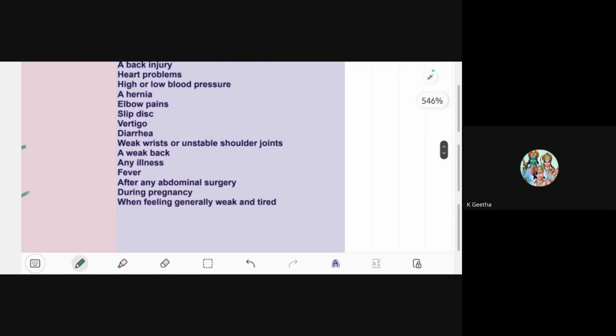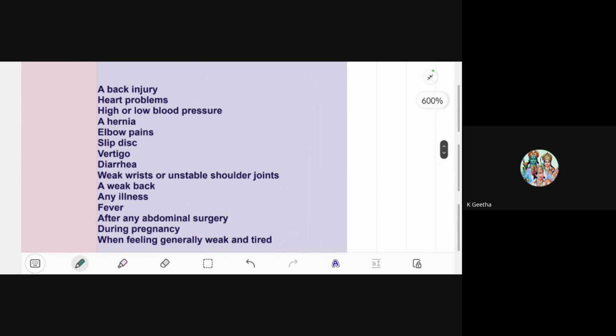Okay, what are the contraindications, and who should not perform this at all? Back injury, heart problems, high and low blood pressure, and heart problems related to surgeries. Hernia, elbow pains. A hernia already protrudes out of the body. Something is extended out, which is painful and makes the other things around it inflame or irritate the other linings. So a hernia is very painful.